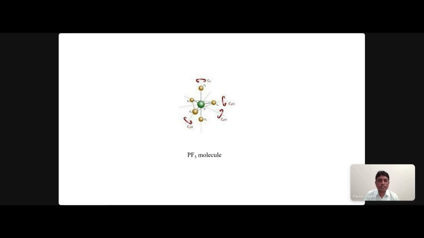So if we operate the sigma h symmetry operation in case of the PF5 molecule, what will happen? There is no change in the position of F1, F2 and F3, but the positions of F4 and F5 change, because this one is the horizontal plane of symmetry. So if we operate sigma h, it changes the positions of F4 and F5.